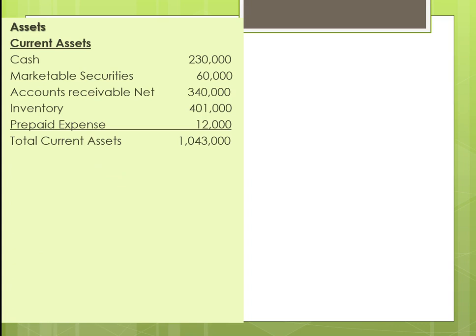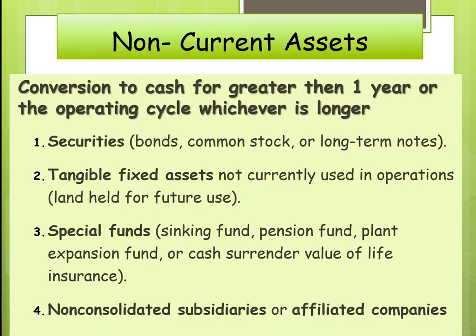and now we have our total current assets. Now we're going to do our non-current or long-term assets. Conversion to cash takes greater than 1 year or the operating cycle, and this would include investments in securities, tangible fixed assets, special funds, and non-consolidated subsidiaries or affiliated companies.